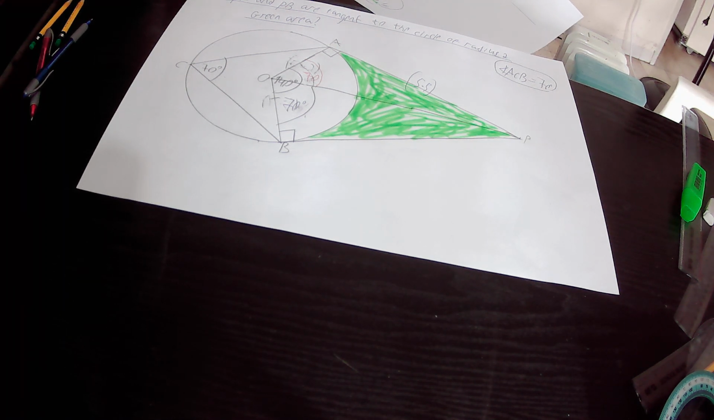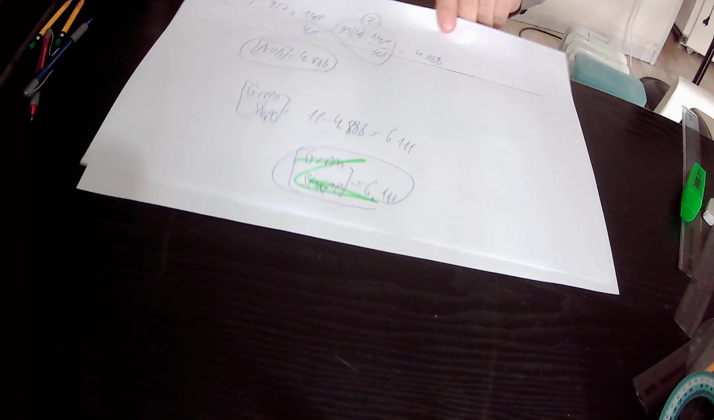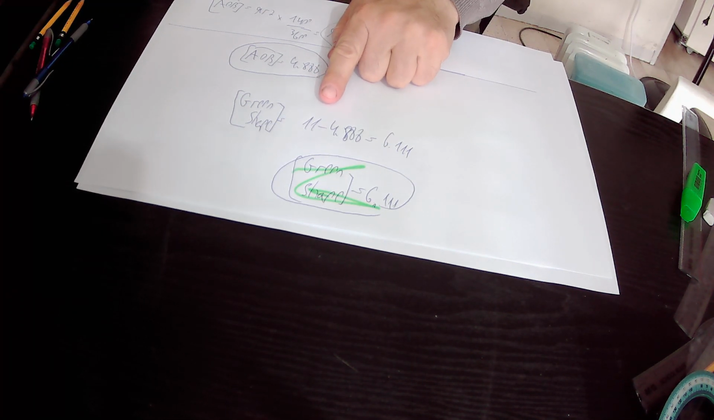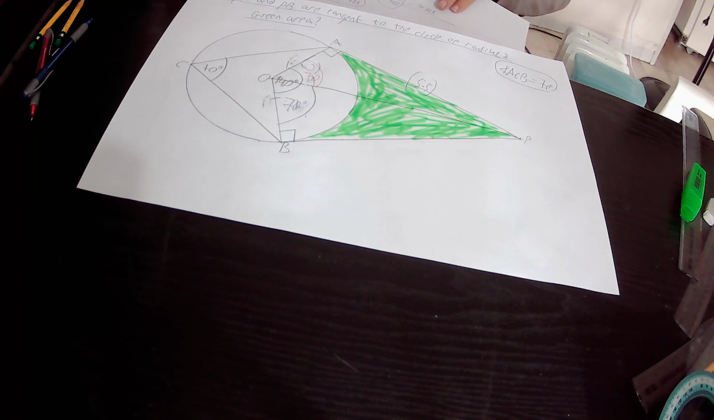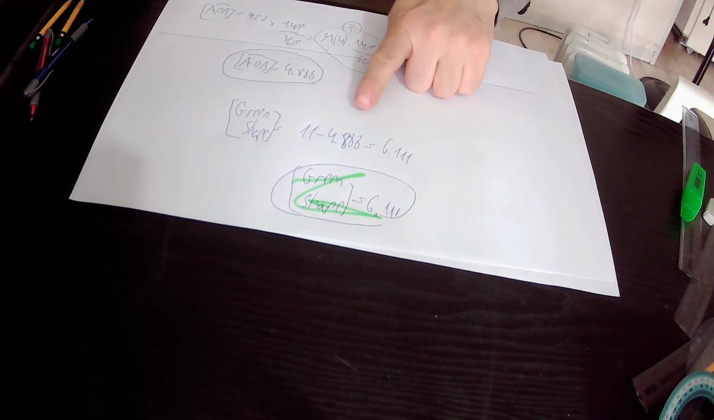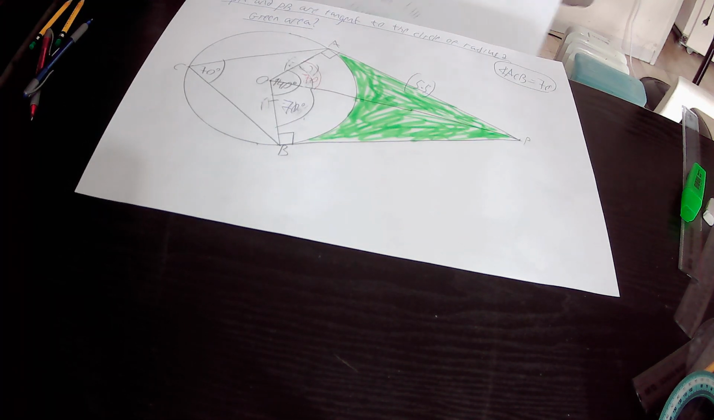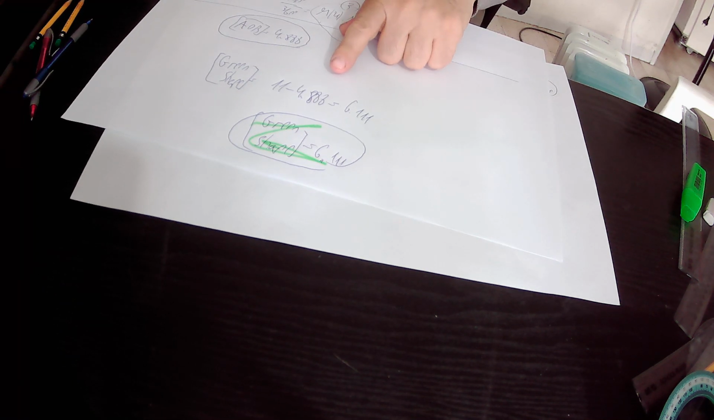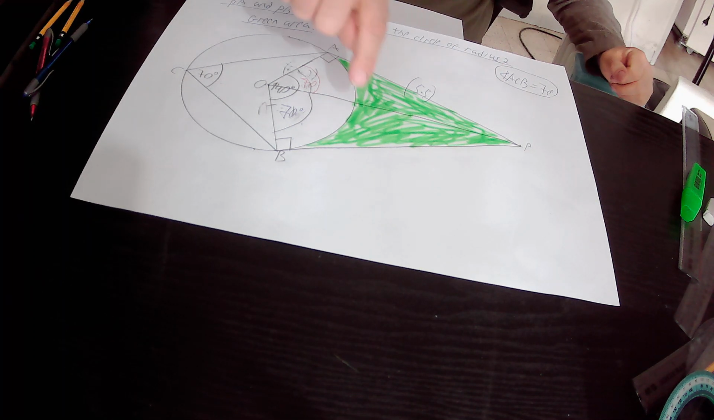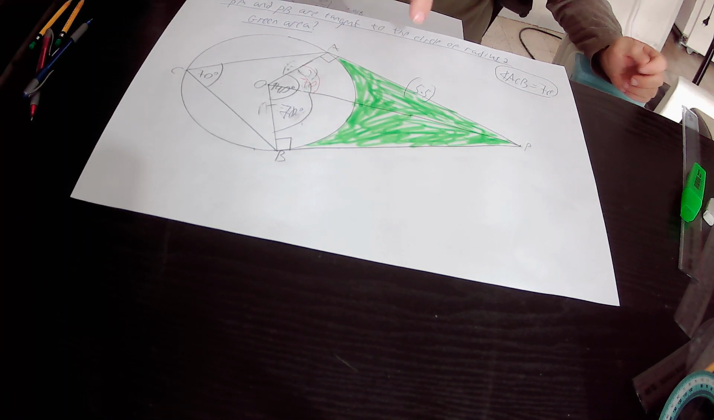Okay, so the area of this green shape equals the area of quadrilateral AOBP, and we already found out that the area of quadrilateral AOBP is 11 square units, minus the area of this sector AOB. And we just found out that the area of sector AOB is 4.888. So 11 minus 4.888 is the area of this green shape. 11 minus 4.888 is 6.111. In conclusion, the area of this green shape equals 6.111 square units.